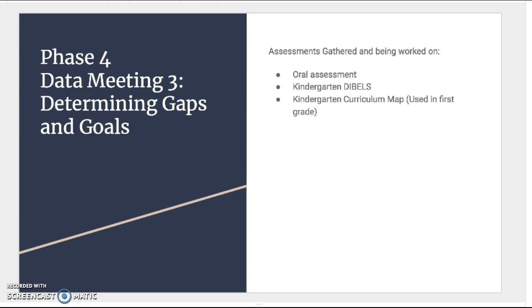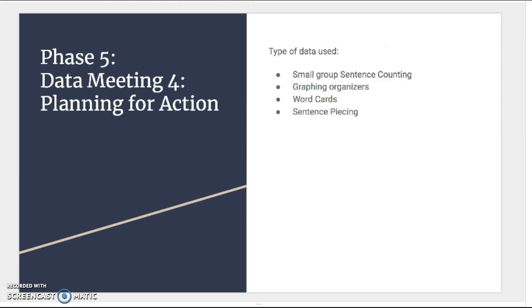For phase four, our third data meeting, we determined the gaps in the goals. We looked at the assessments that we gathered and what we were doing with them. We had oral assessment. There was DIBELS at the kindergarten level, and there was also a kindergarten curriculum map. We were also provided with a lesson that was for a first grade classroom.